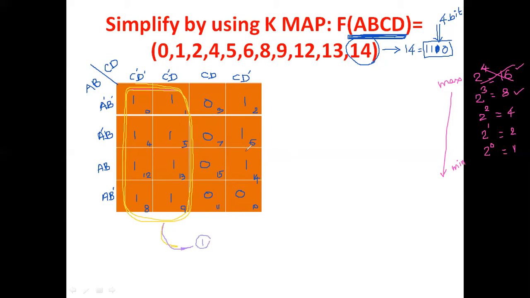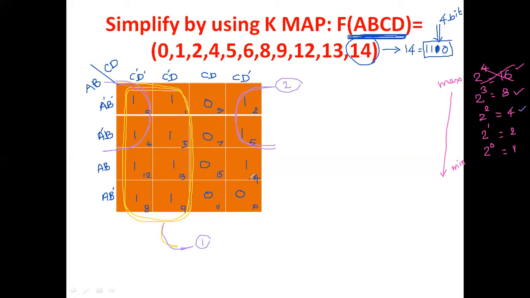Then second grouping, is it possible or not? We have to check. Then 2 power 2 means 4 ones. So here there are 3 ones, but we can group this as one and this as another group. So please listen carefully. This is one, four ones grouping category. So the second grouping is also over. And then check if there is any ungrouped one or not. Yes, only one is left out.